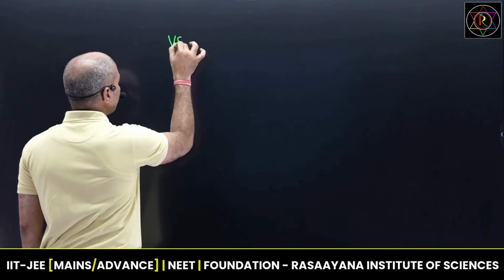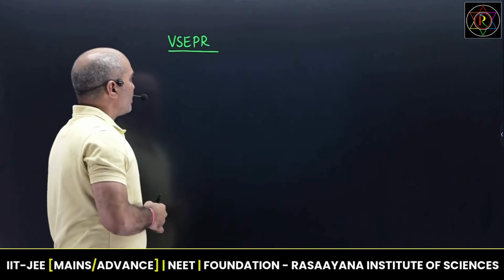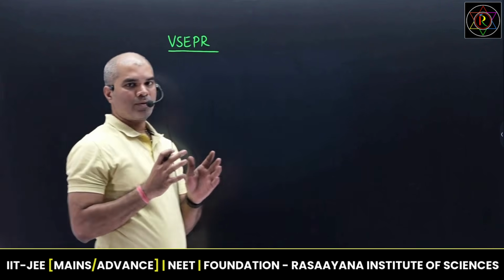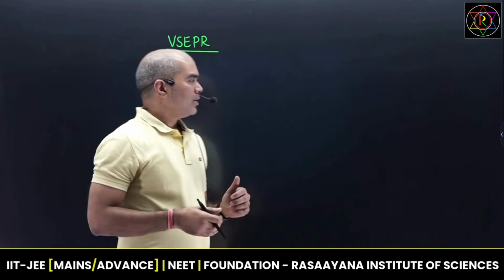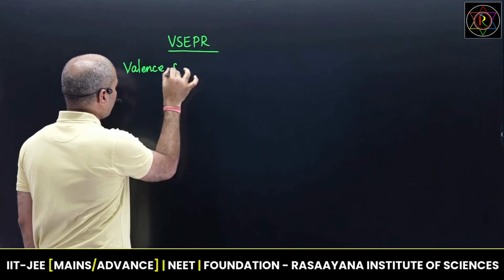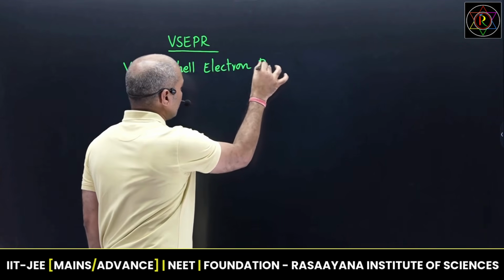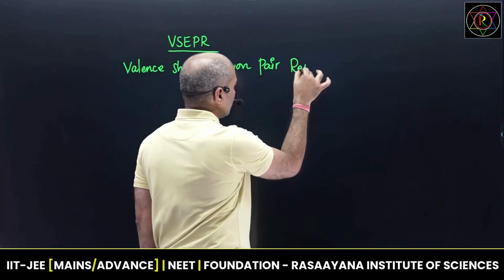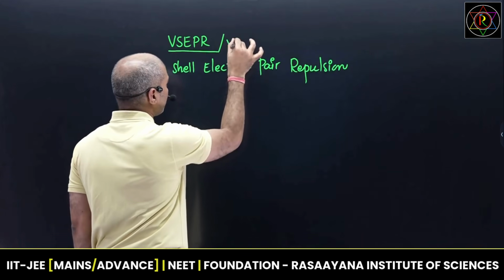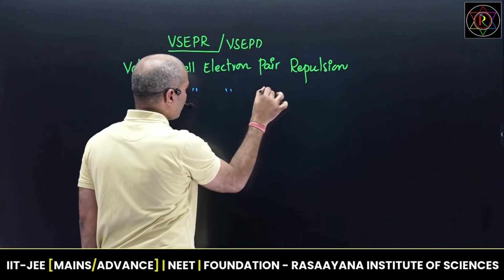A very important theory. This theory was proposed to explain the geometries of various main group molecules. So molecules related to main group compounds, not the transitional compounds. VSEPR is valence shell electron pair repulsion theory. We also call it VSEPD, valence shell electron pair domain theory.